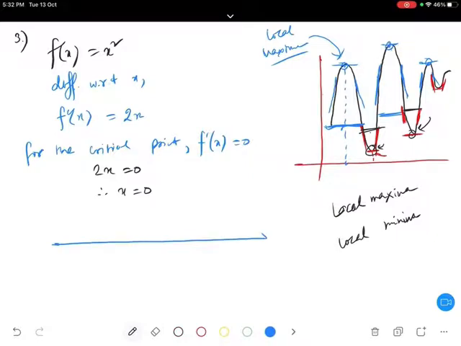I will write infinity here, minus infinity here, and here I will mark the point 0. So 0 is my critical point. Now tell me a value more than 0. Let us take 1.